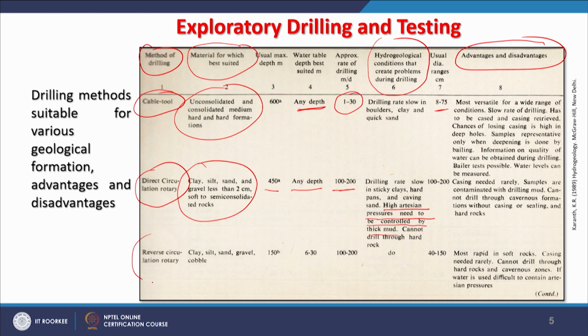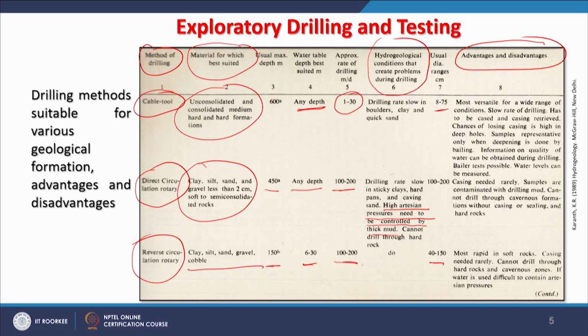Now, the next one is reverse circulation drilling. The previous one was direct circulation drilling, now it is reverse. Again clay, silt, gravel, sand, cobble, that kind of sediments are there, up to 150 meter, and any depth in between. So, depth is getting less because only that much is required, and 100 to 200 meter per day can be obtained. The other hydrogeological conditions are the same as in direct circulation, and the usual diameter range is between 40 to 150 centimeter, and it is most rapid in soft rocks.